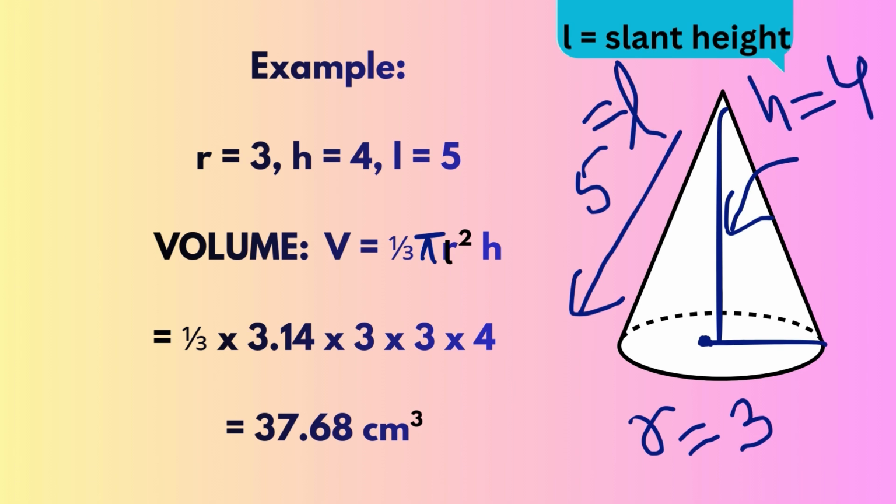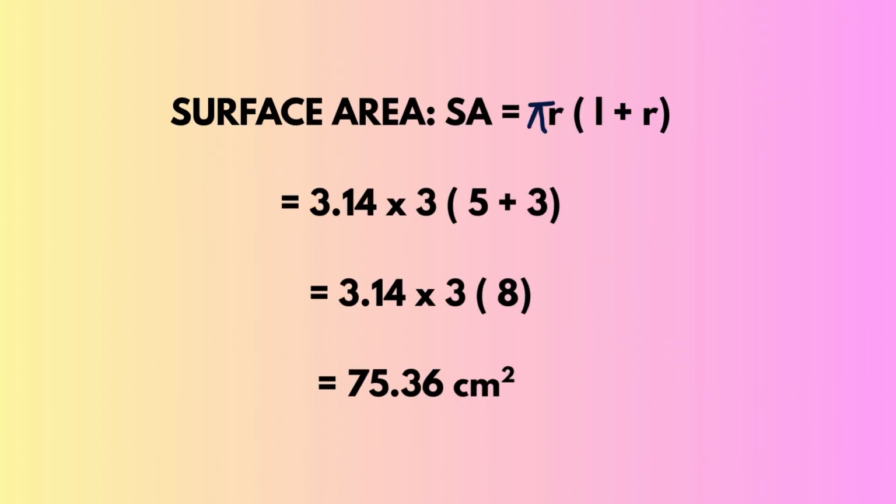Same for the surface area formula. Just put in the formula pi r (L plus r). L is slant height, r is radius. Pi is always the constant number 3.14. Simplify it with simple multiplication. We get the surface area of this cone is 75.36 centimeter square.